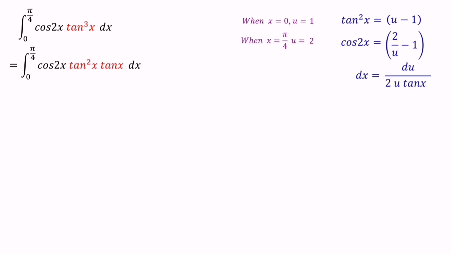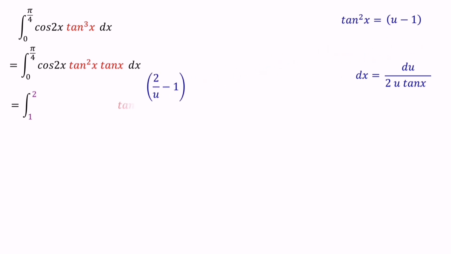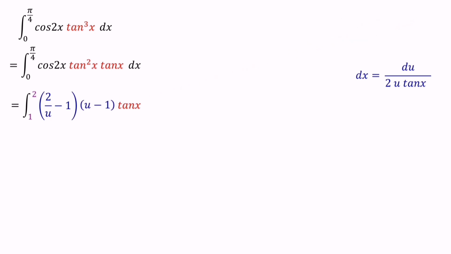Let's move to the integration part. Now the lower limit is 1, upper limit is 2. Instead of the cos 2x value, we can substitute 2 over u minus 1. Instead of the tan squared x value, we can substitute u minus 1. Instead of the dx value, we can substitute du over 2u tan x. Now we can cancel out the denominator tan x and the numerator tan x.